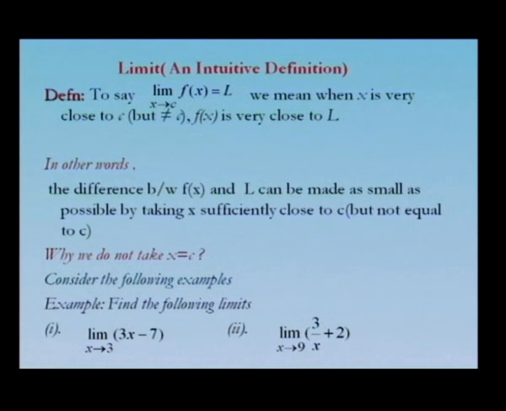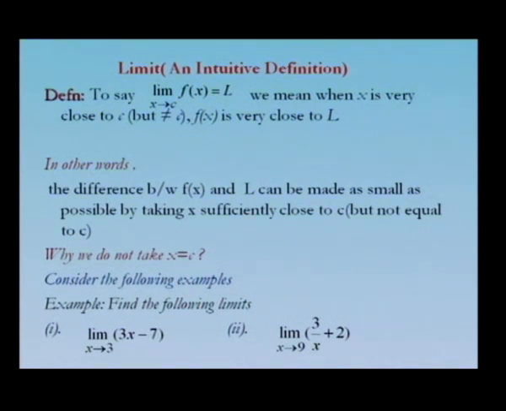Now we will define limit intuitively. To say limit x tends to c, f(x) equals L, with x not equal to c, means f(x) is very close to L, or in other words, the difference between f(x) and L can be made as small as possible by taking x sufficiently close to c but not equal to c.